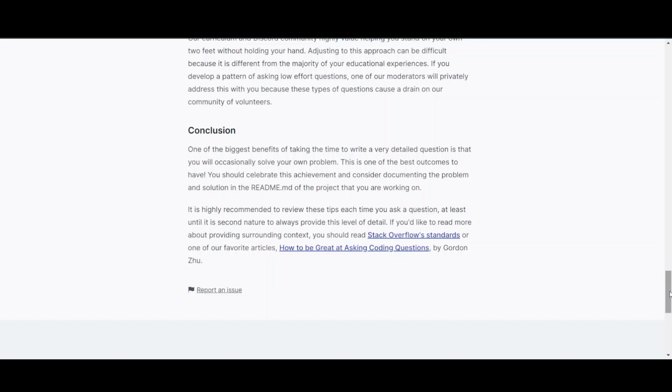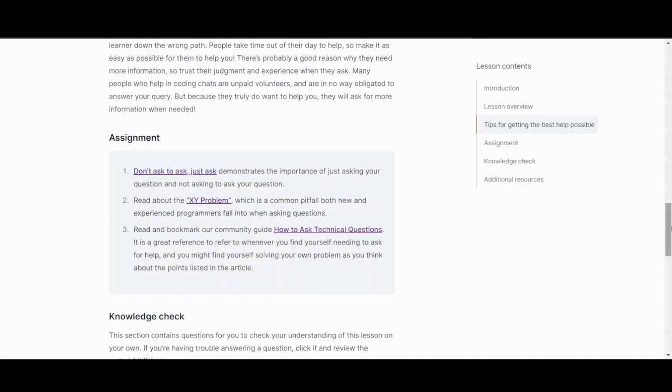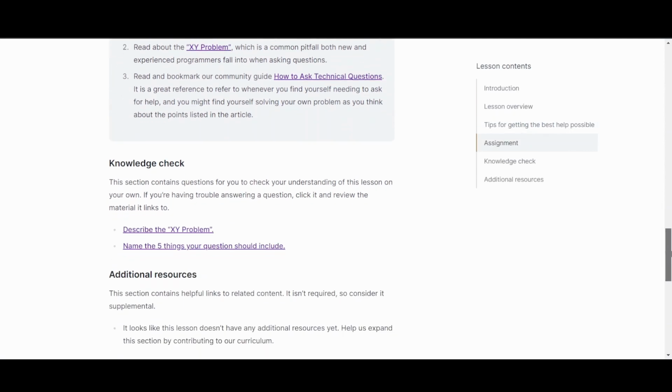After posting the question, you should keep these things in mind. Help may look different than expected. Stay online and wait patiently. Be patient and willing to provide more details. Avoid asking follow-up questions and avoid low-effort questions and hand-holding. Now, let's go to the knowledge check.